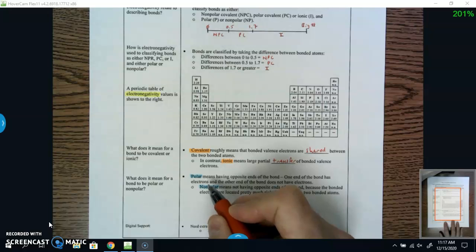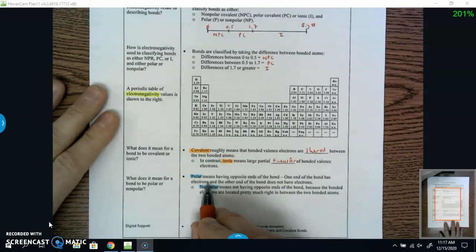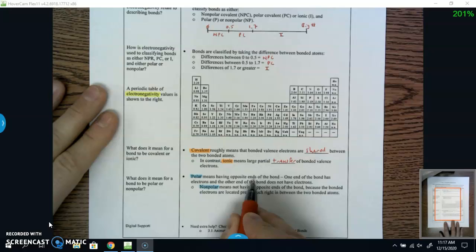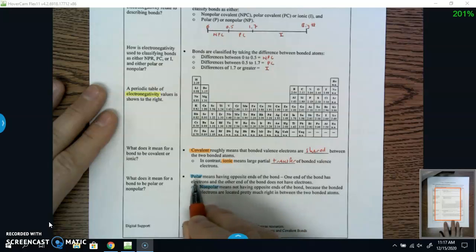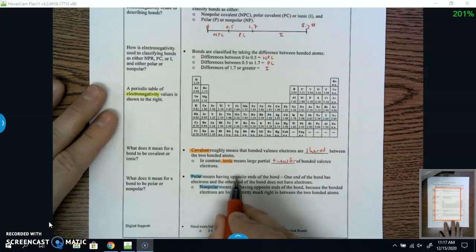We also know that magnets have poles on them. We call them the North Pole and the South Pole on a magnet. Okay, here's what polar means. Polar means having opposite ends of the bond. One end of the bond has the electrons, the other end of the bond does not have the electrons. Okay, because you have a presence of electrons at one end and an absence of electrons at the other end, it creates poles. Okay, so poles means having opposite ends, and it's based on an unequal distribution of electrons.